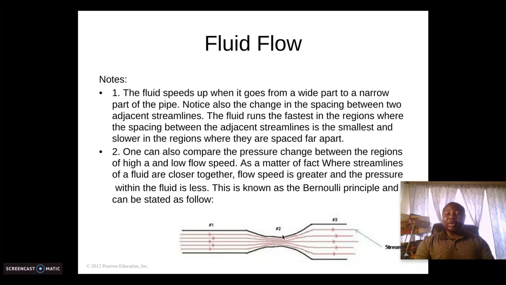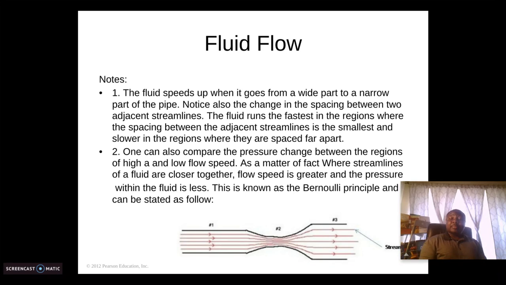So if we want to rank the fluid velocity for region 1, region 2, and region 3, the velocity in region 2 is the greatest, followed by the velocity of region 1, then the velocity of region 3. The reason is that the distance between two adjacent streamlines in region 2 is very small, in region 1 it is larger, and in region 3 it is far apart compared to the others.